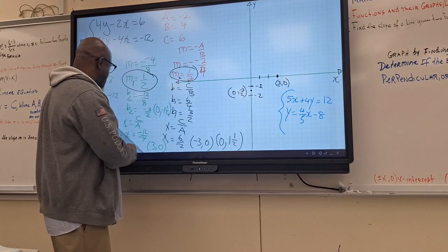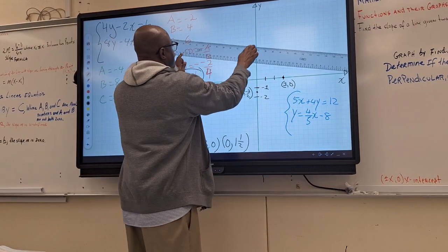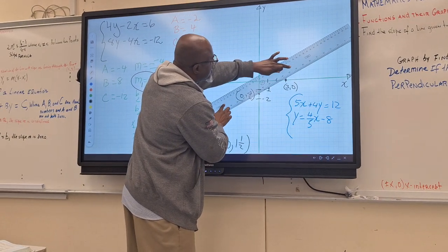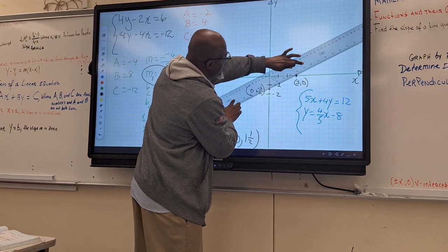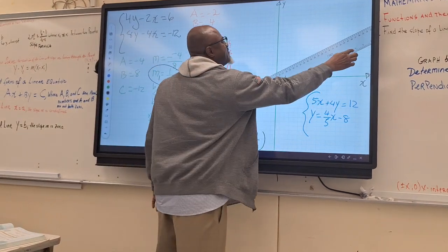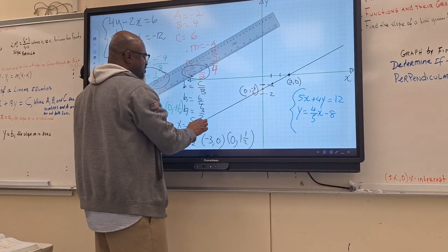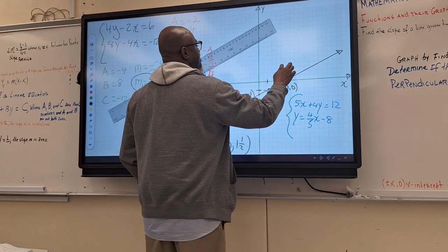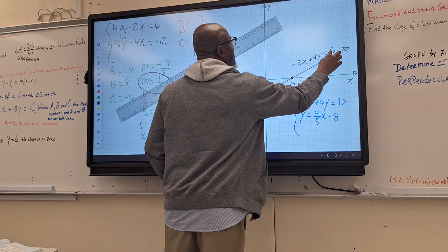Then you use your ruler as your guide and connect those two points. Some of you try it without a ruler to graph, and that's going to be a mess. You want the best possible graph, so you need to use a ruler, especially if you want to find where they intersect. So that's my line. Usually I write the equation there, which is negative 2x plus 4y is equal to 6.